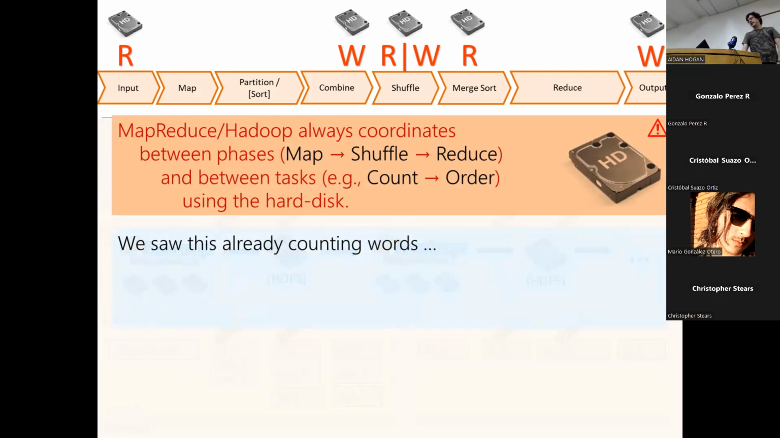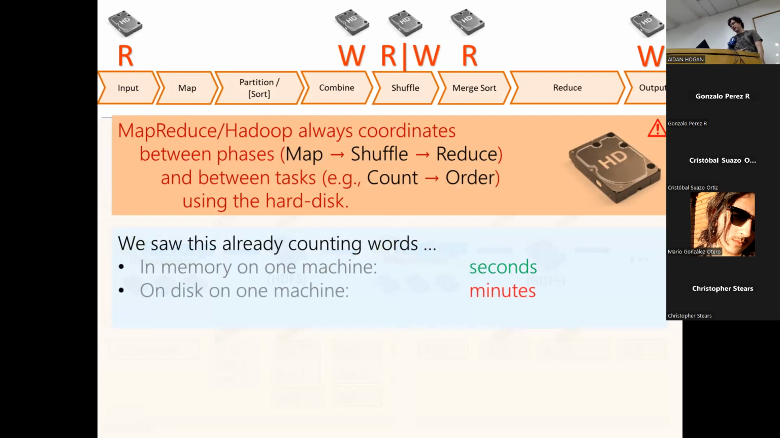So we saw this already counting words. If we wanted to just count the words that we saw in the very first lab, it should take about some seconds, maybe 20 or 30 seconds on one machine to count them in memory. On one disk, on one machine, it took minutes. And across MapReduce, using the distributed framework, it took minutes. It's actually slower than using the memory, for example, on one machine. This is because we have the cost of using the disk and the network.